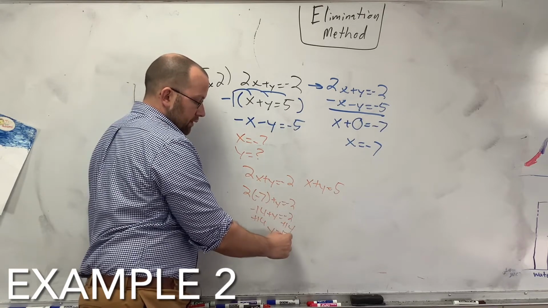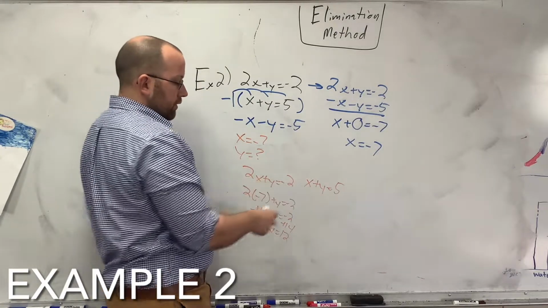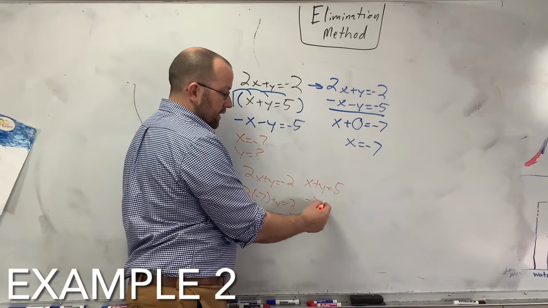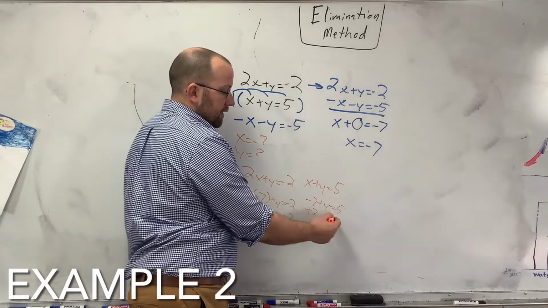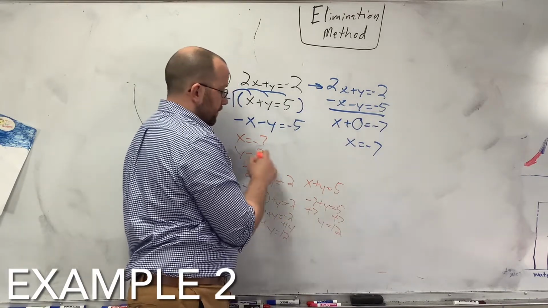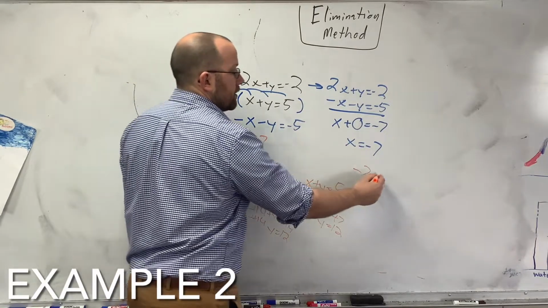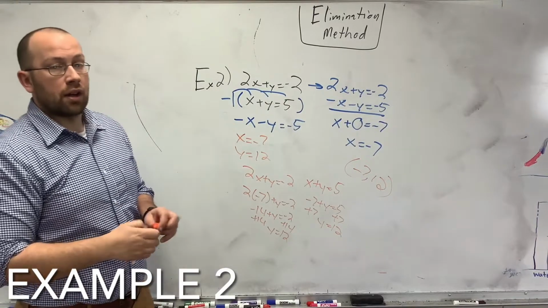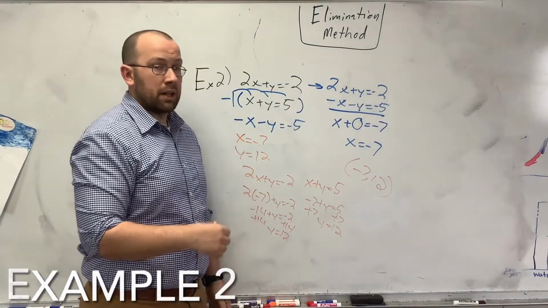Y equals 12. All right, so I think it equals 12. Let me just check over here by plugging in negative 7. So I have negative 7, move it to the other side, so I do the inverse operation, and I get y equals 12. So that's my answer. So at the point negative 7, 12 is where these two equations will cross and give you a solution to the system using the elimination method.